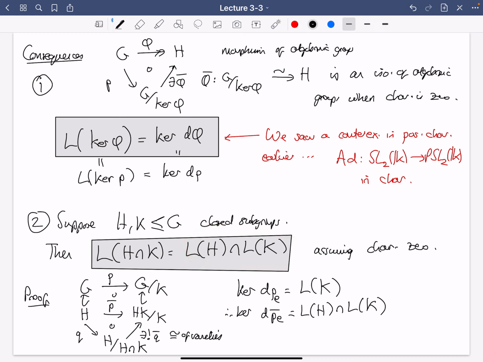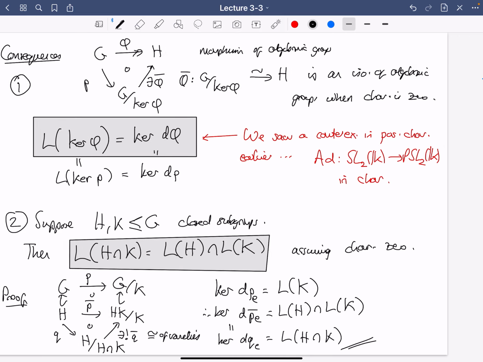But because this diagram commutes, because this is an isomorphism of varieties here, I see that the kernel of the differential of that map is the same as the kernel of the differential of Q at the identity, and that is exactly the Lie algebra of H intersect K. So that's kind of how that goes. I'm just being a little hasty in going through these things because I'm just trying to get to my final punchline for chapter 0. So that's consequence number 2.